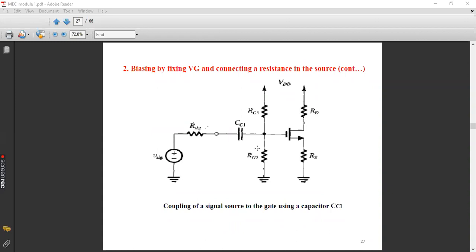There is some chance that the Q point may shift towards the triode region from the saturation region, which is not at all desirable. So whenever you are connecting a signal source to the gate terminal, you have to connect a coupling capacitor CC1 that will block the DC and pass, or couple, the AC components towards the gate terminal for faithful amplification. I hope you got the idea of the requirement of connecting CC1 along with the signal source. So please take down that point. If you have any queries, you can ask.